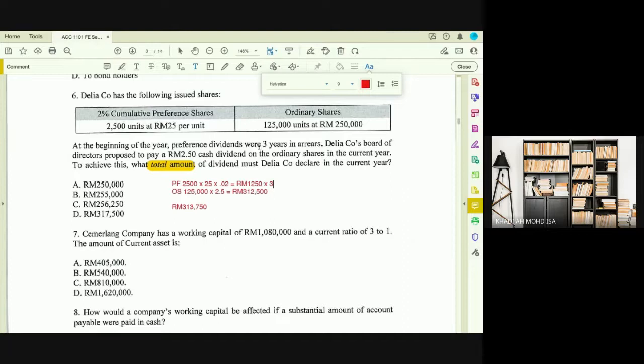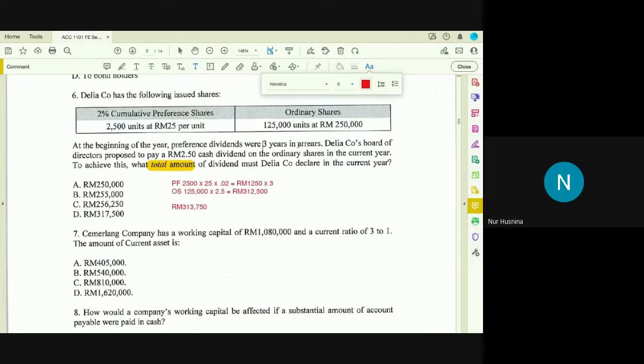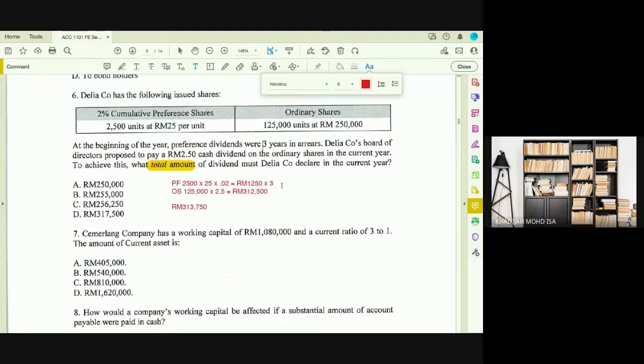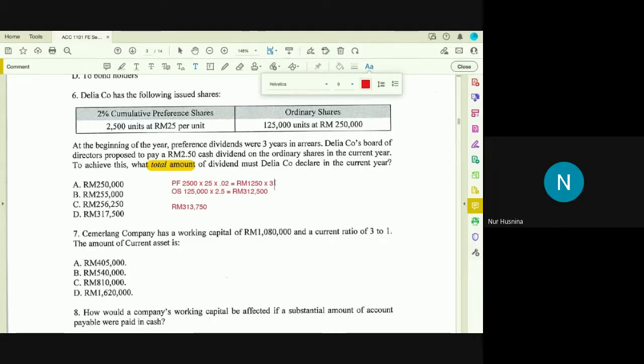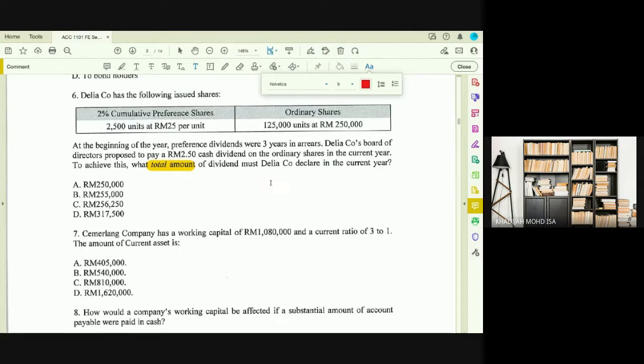Because this one is 3 years in arrears. Madam, we multiply by 3 for the 3 years in arrears, but you have not added the amount for the current year for the preference. Oh, so times 4, is it? Oh, current year plus. All right, understand. So it should be 1,250 times 4, meaning 3 years for the arrears plus the current year, plus 312,500. So it will be 317,500.